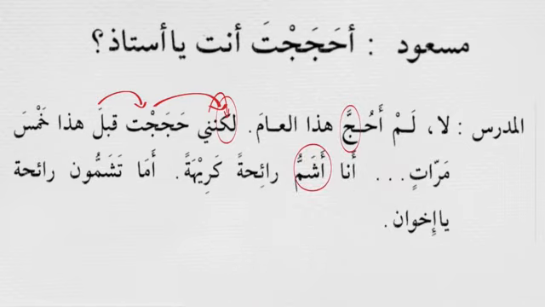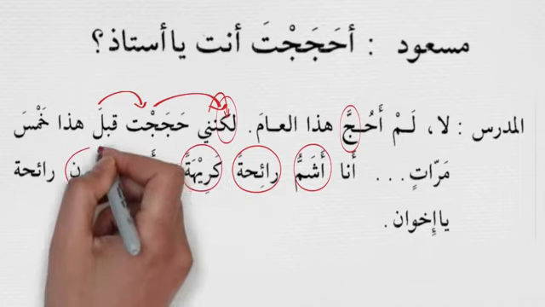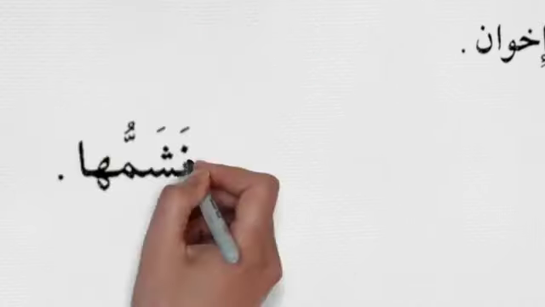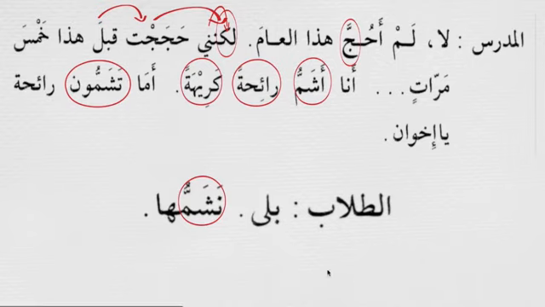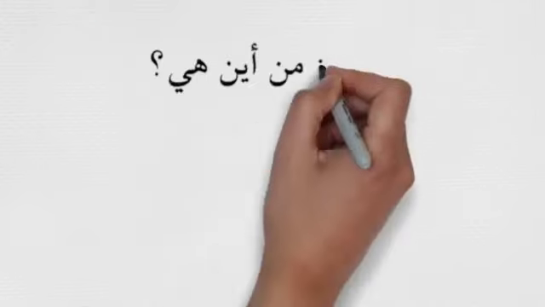So that's the fa'al shamma. It is shamima. Ra'ihatan is the maf'ulun bih. Karihatan is not. And again, tashammuna is the fa'al. So Tullab says, Bala nashammuha. Nashammu means we smell. We are smelling it. Why is it ha? Because obviously it's ta marbuta, it's feminine. So it's nashammuha. We are smelling it. It's connected to ra'ihatan.